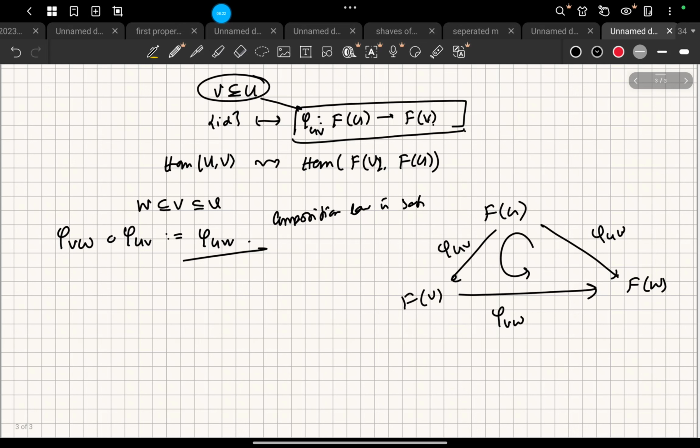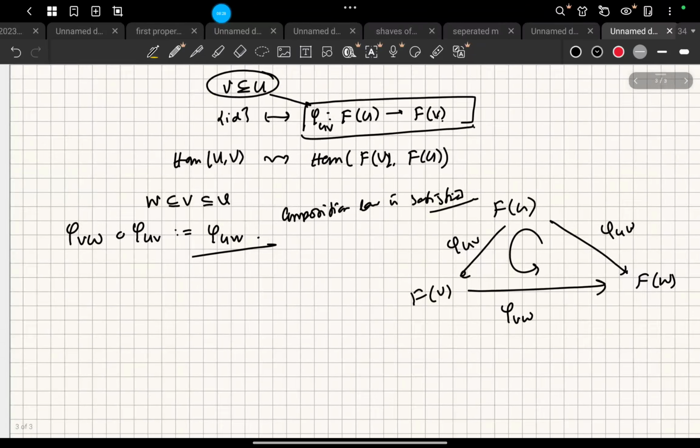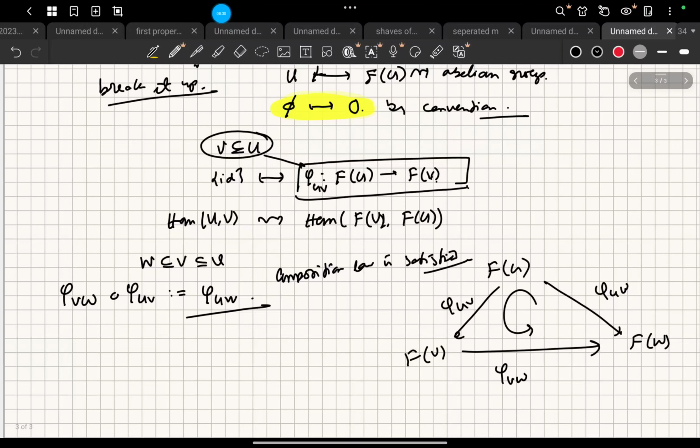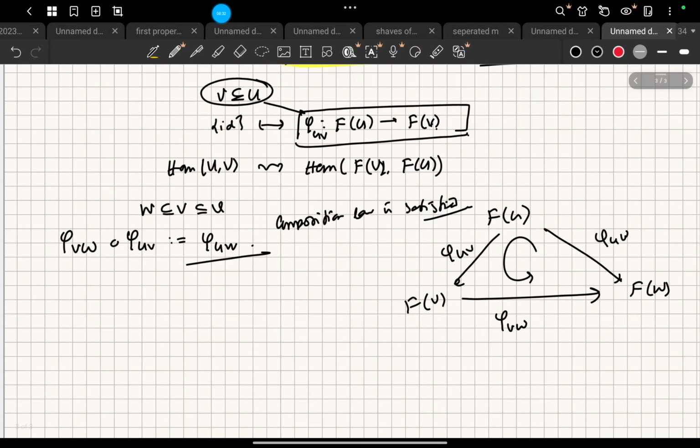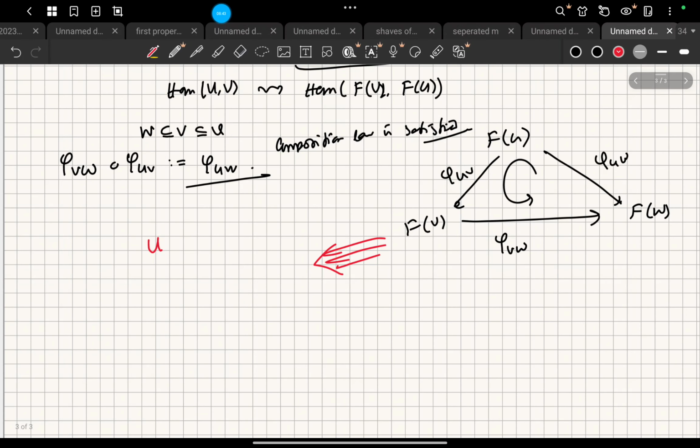Is satisfied. So once you have this composition satisfied, that means now you can see that suppose we have U. So let us have some more implication on this figure. Let us take U, V and W.